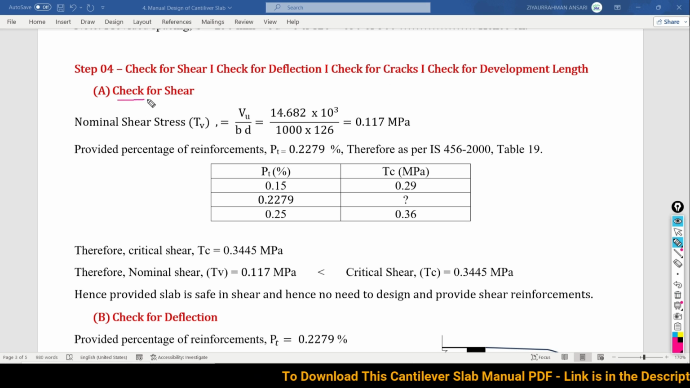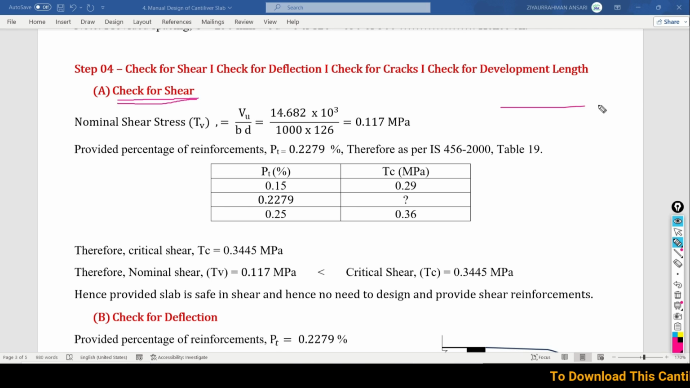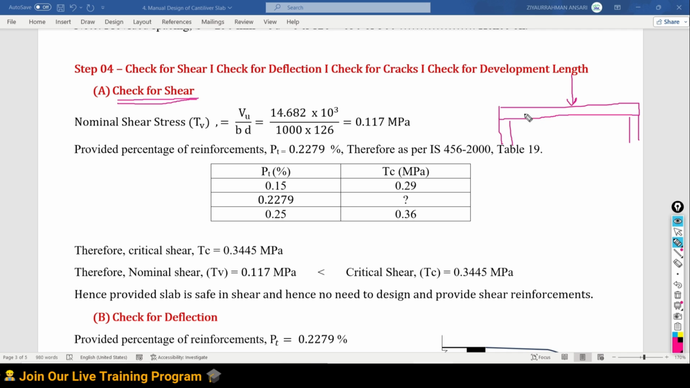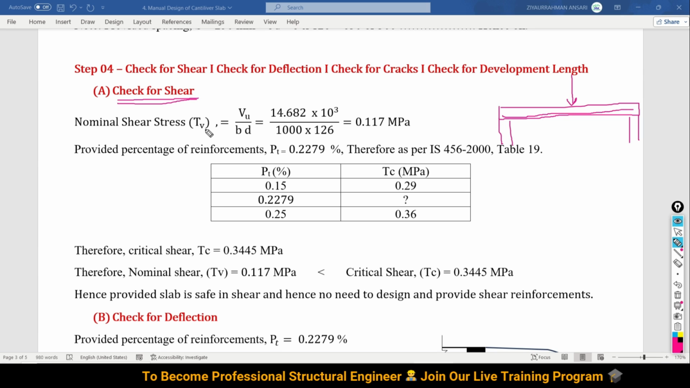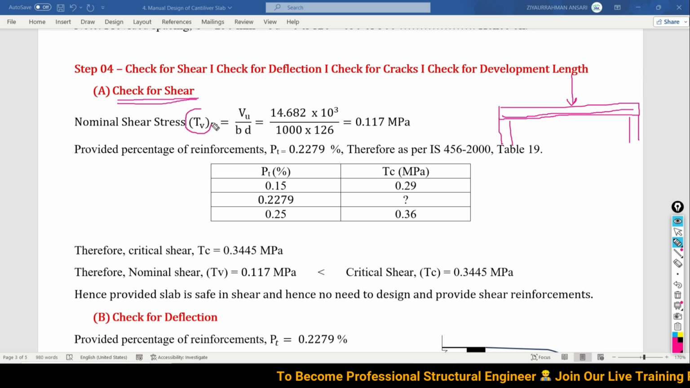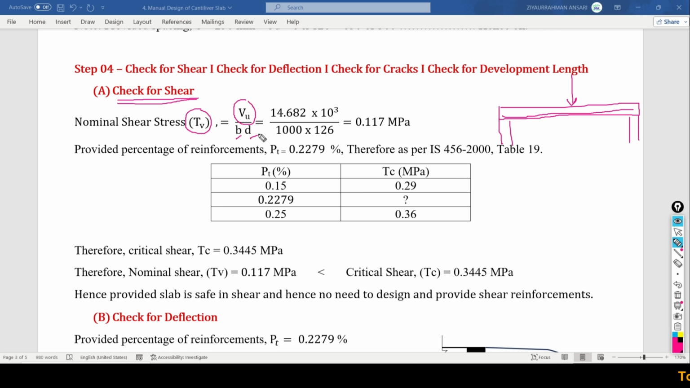So very first we are going to perform the shear check, the nominal shear check. Suppose we consider the slab, this slab is going to be subjected to loading, a transverse load. Due to this transverse load, shear is going to be developed along the span, along the shorter span of the slab. The nominal shear can be calculated as the shear force value divided by b into d.